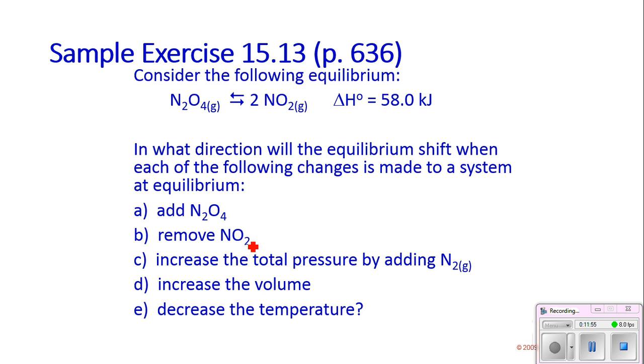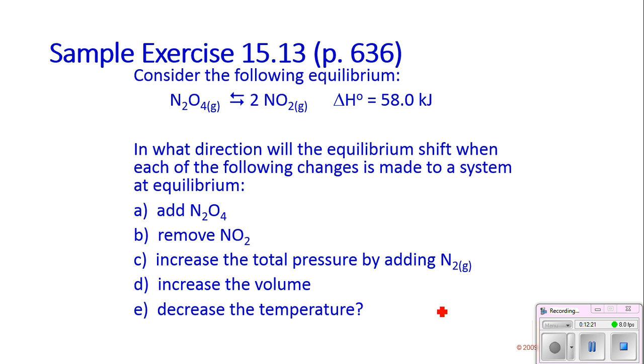What if we remove NO2? We're removing part of our product. So it's still going to shift to the right, because I'm pulling out my product and more product is going to be formed, since there isn't enough product to go back to your reactant.